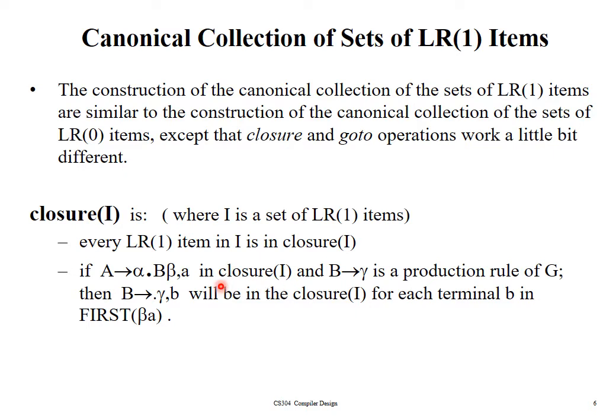If the items in the closure are of this form, we have to identify what is first of beta a. Before that, since after the dot there is a non-terminal capital B, we have to add the productions of B with a dot on the left hand side of its RHS. But while we add this B production, its look ahead symbol is to be identified. For that we use this rule, first of beta a. What is first of beta a? That will be a set of terminals. So that will be the B corresponding to B gives dot gamma.